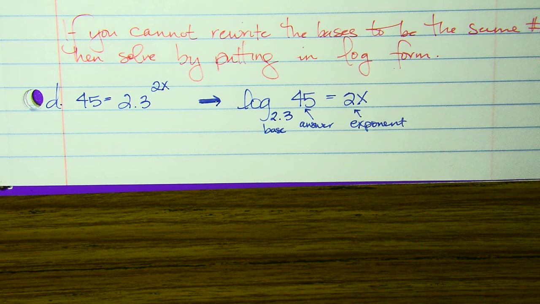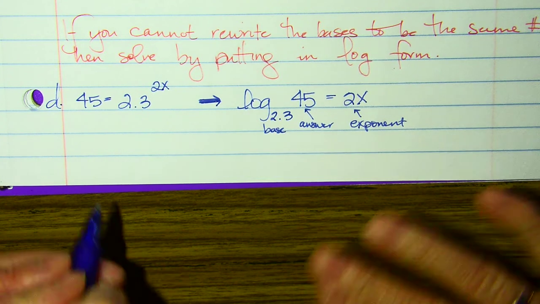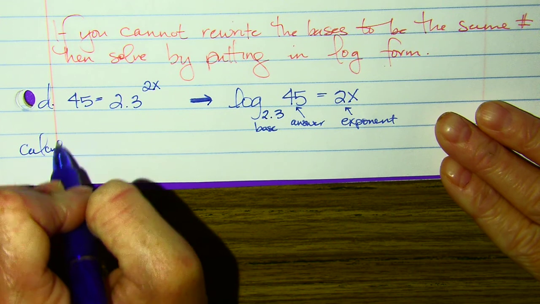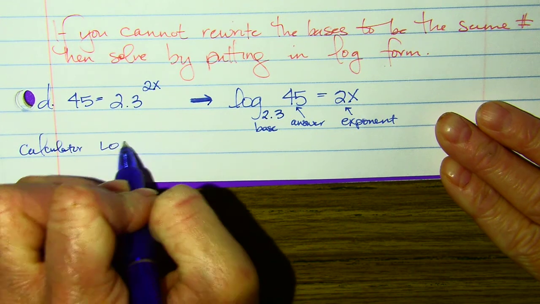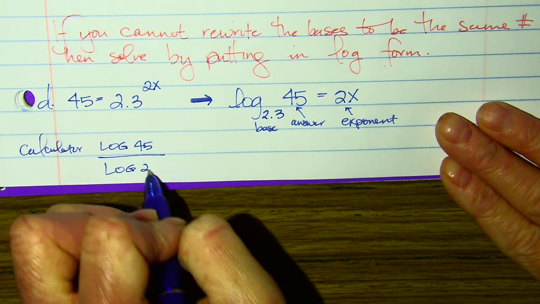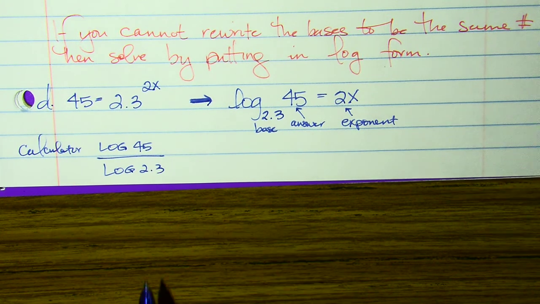Then I'm going to enter the left using the change of base formula. So in my calculator, I'm going to enter log of 45 divided by log of 2.3. And so let me grab my calculator.